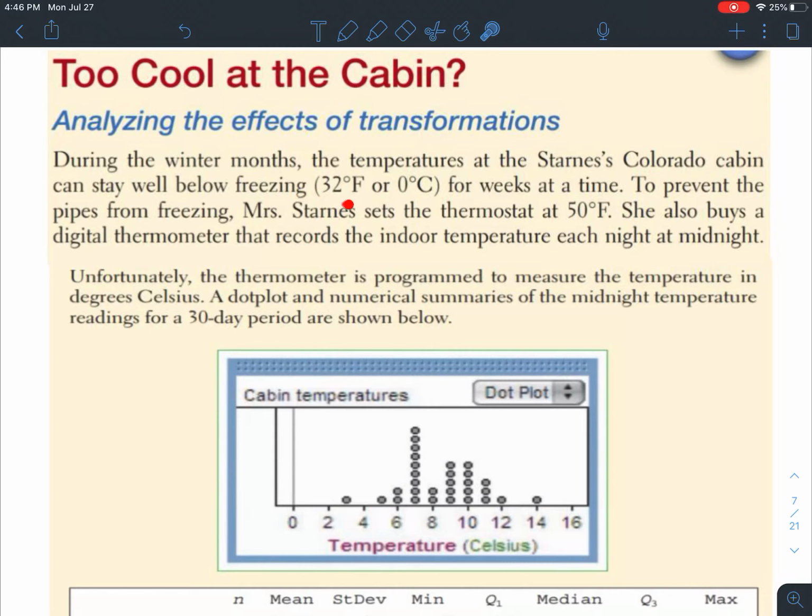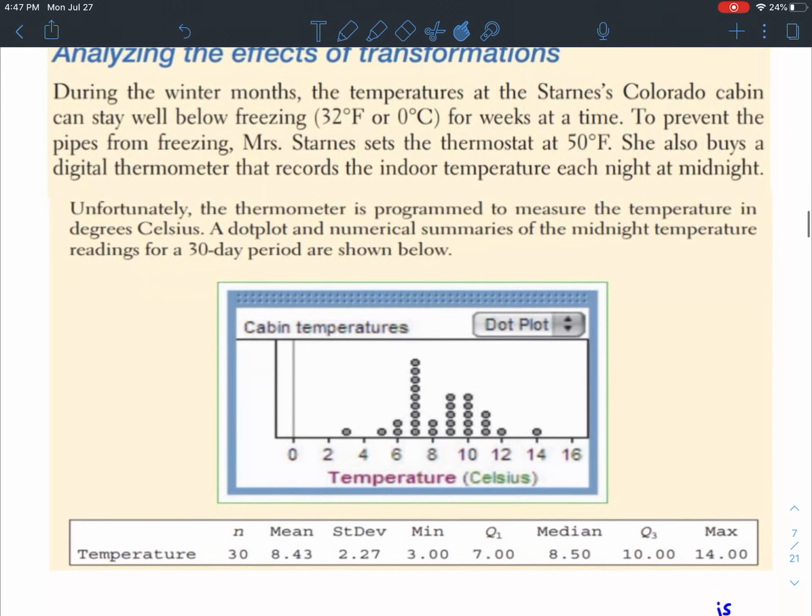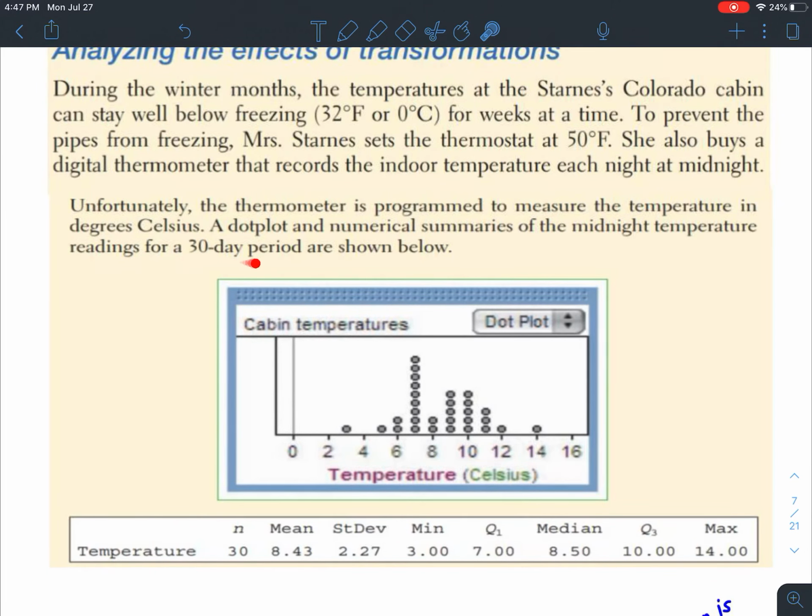It says, during the winter months, the temperatures of the Starnes, Colorado cabin can stay well below freezing, 32 degrees Fahrenheit, which is 0 degrees Celsius, for weeks at a time. So to prevent the pipes from freezing, Mrs. Starnes sets the thermostat at 50 degrees Fahrenheit. She also buys a digital thermometer that records the indoor temperature each night at midnight. Unfortunately, the thermometer is programmed to measure the temperature in degrees Celsius. Here's a dot plot and numerical summaries of the midnight temperature reading for a 30-day period.